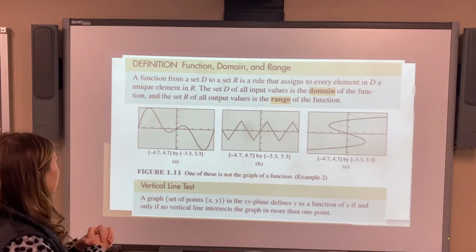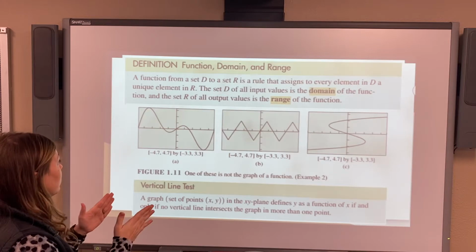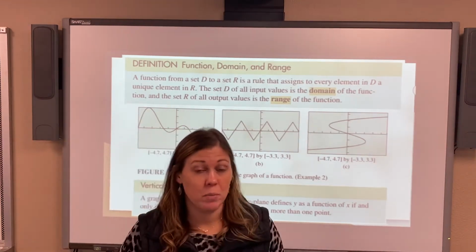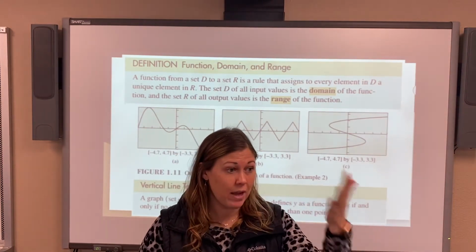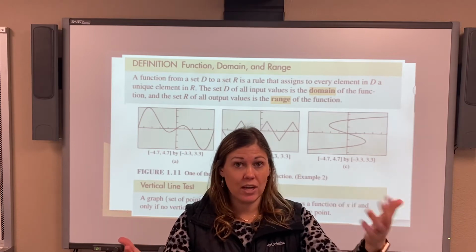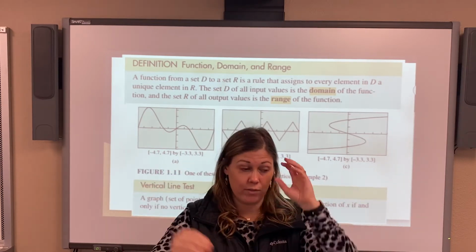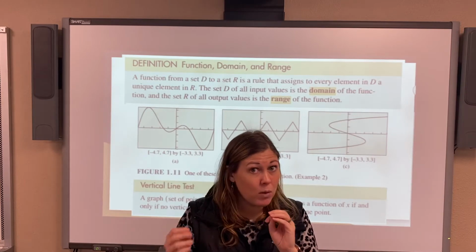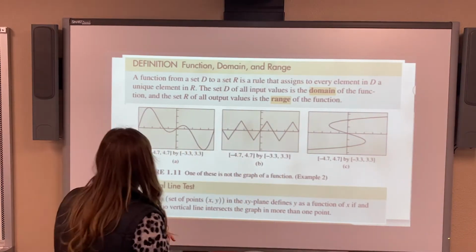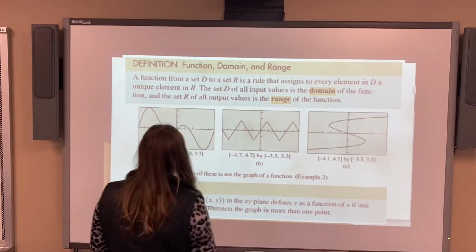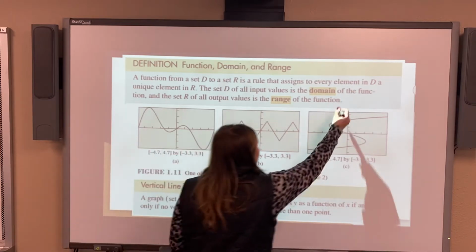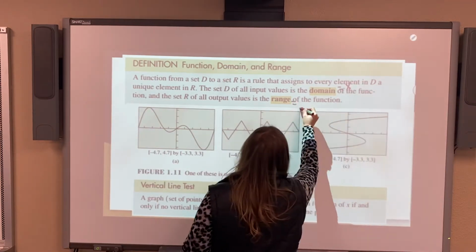A function from set D to set R is a rule that assigns to every element in D one unique element in R. So basically for every one domain value, for every one X value, there's only one Y value. So our X values can only go to one Y value. If our X value has two possible Y values, not a function, okay? And so domain is all of the X values, and R is the output, which is the Y value. So domain equals X, range equals Y.